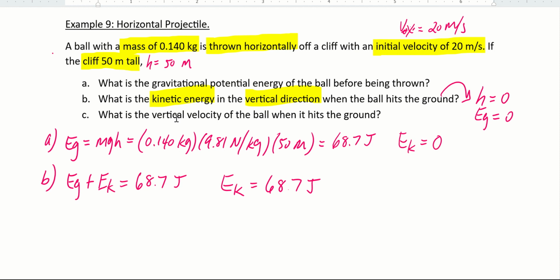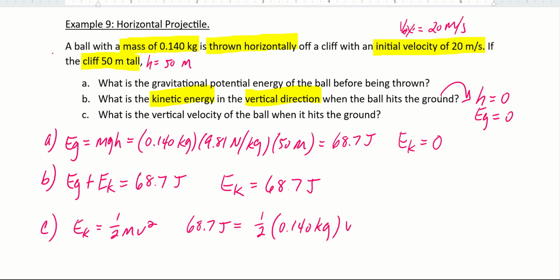So if I'm asked the vertical velocity of the ball when it hits the ground, we can ignore this initial velocity over here, but we can do this a couple of different ways. One is we can just say, okay, I know my kinetic energy is 1/2 mv squared. I know when the ball hits the ground, my kinetic energy is 68.7 joules, is equal to 1/2. My mass is 0.14. And I don't know my velocity. So then we can calculate this really quickly. And I get my velocity is 31.3 meters per second.